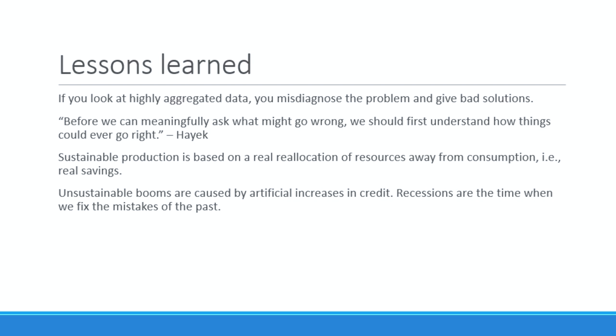Another thing that we've noticed in the process is that we had to first come up with a theory of sustainable economic growth. So how does our economy grow in a sustainable way? And this goes back to Hayek's maxim: before we can meaningfully ask what might go wrong, we should first understand how things could ever go right. And so we see how economies can grow if we have an increase in savings, and we have unsustainable growth if it's triggered by false savings or fake credit emerging in credit markets. And so in conclusion, sustainable growth is based on a real reallocation of resources away from consumption and towards production. So we have to have real savings. And unsustainable booms are caused by artificial increases in credit. And the recessions are the time in which we fix the mistakes that we made during that unsustainable boom in the past. Thank you.